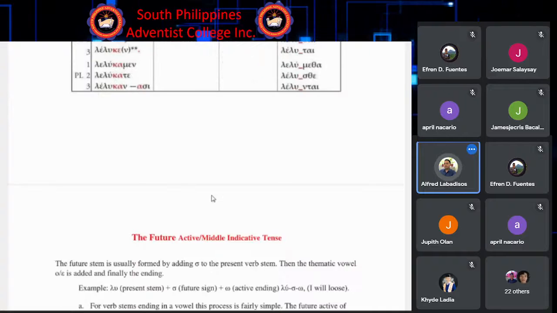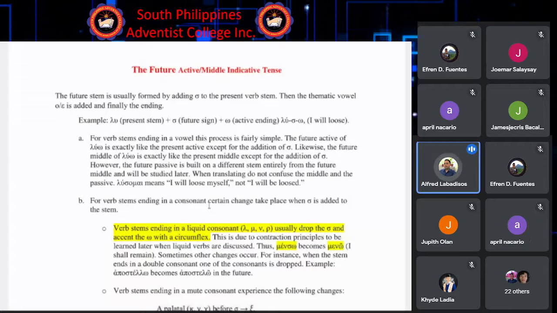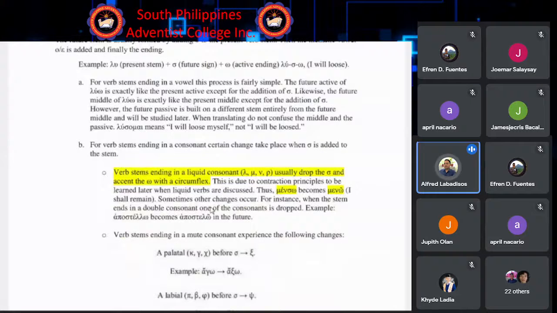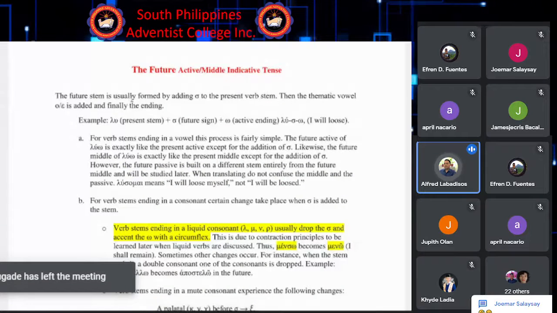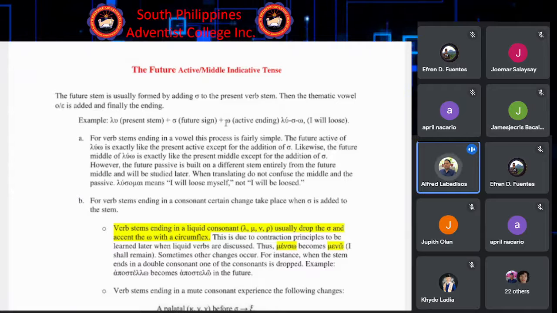let's continue. Here, let's focus now on the rules for the future active and middle indicative tense. The future stem is usually formed by adding sigma to the present verb stem. When you memorize the present verb, then just add sigma, and it becomes the future in the active or the middle. Then the thematic vowel omicron or epsilon is added and the final ending. So this is now the pattern. We have the present stem or verbal stem lu, plus sigma, plus omega. It becomes what?